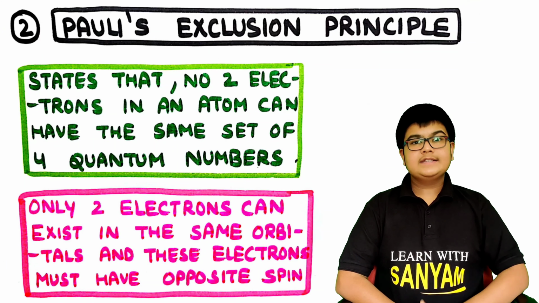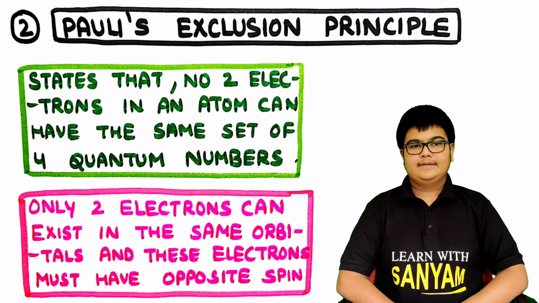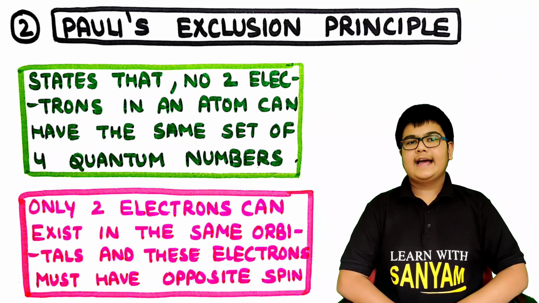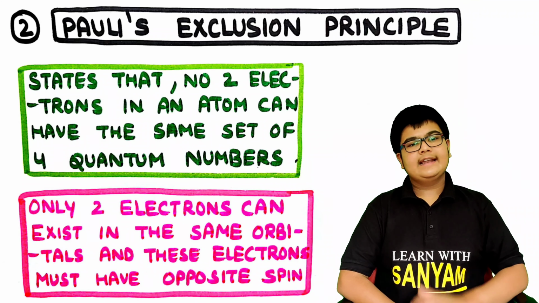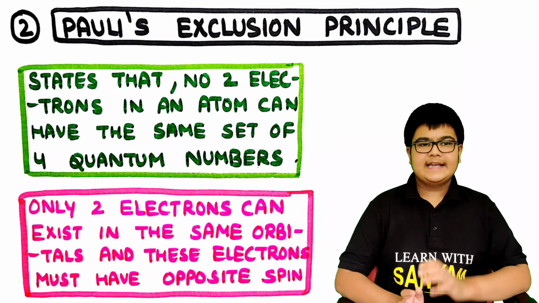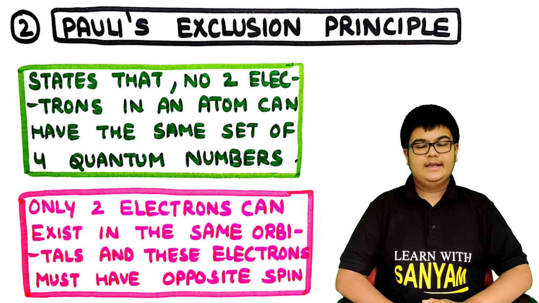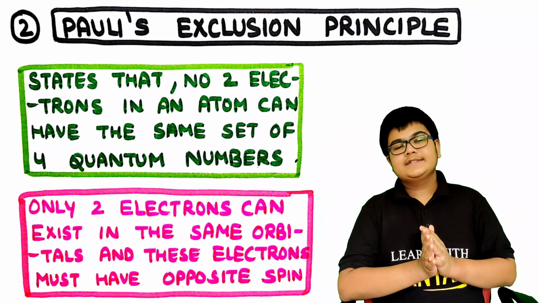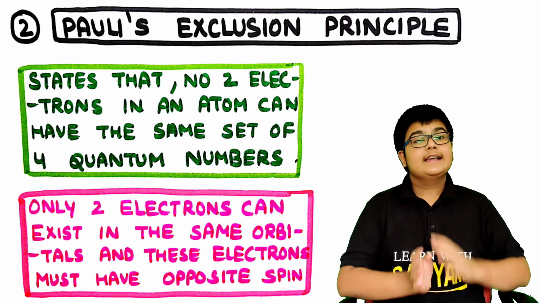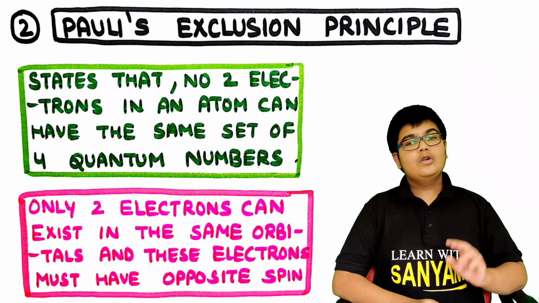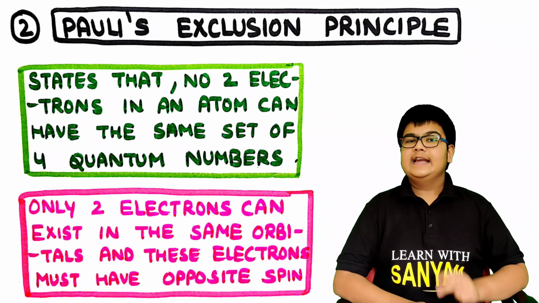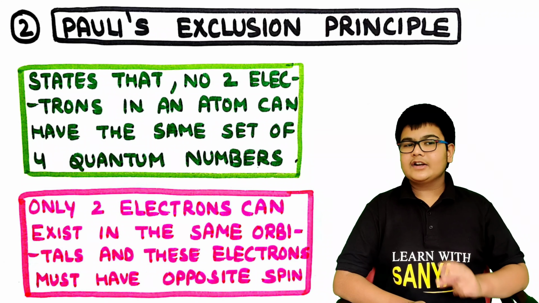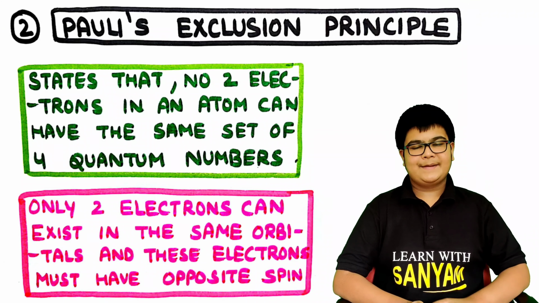Now the second rule is Pauli's exclusion principle. This rule states that no two electrons in an atom can have the same set of the 4 quantum numbers. So all the 4 quantum numbers of any two electrons cannot be the same. Only two electrons can exist in the same orbital, and these electrons must have opposite spin.